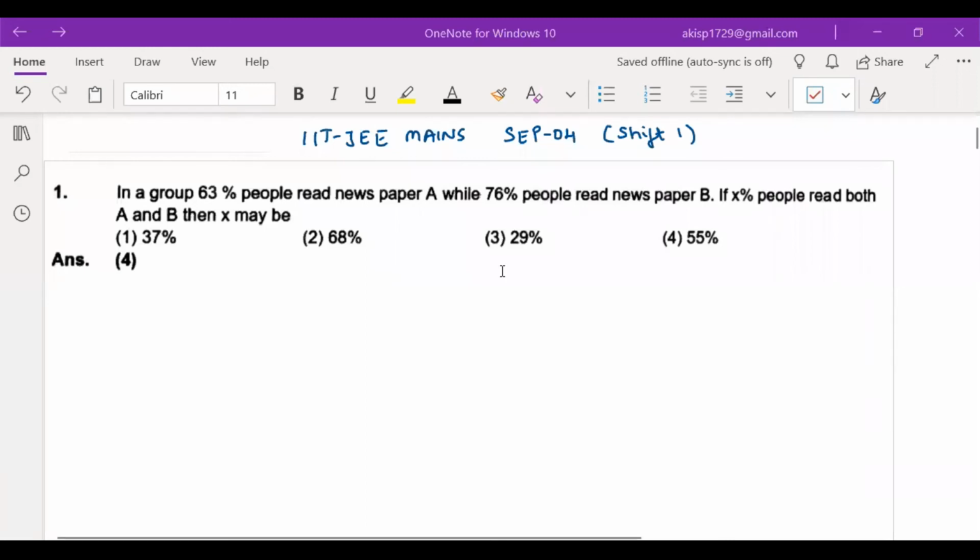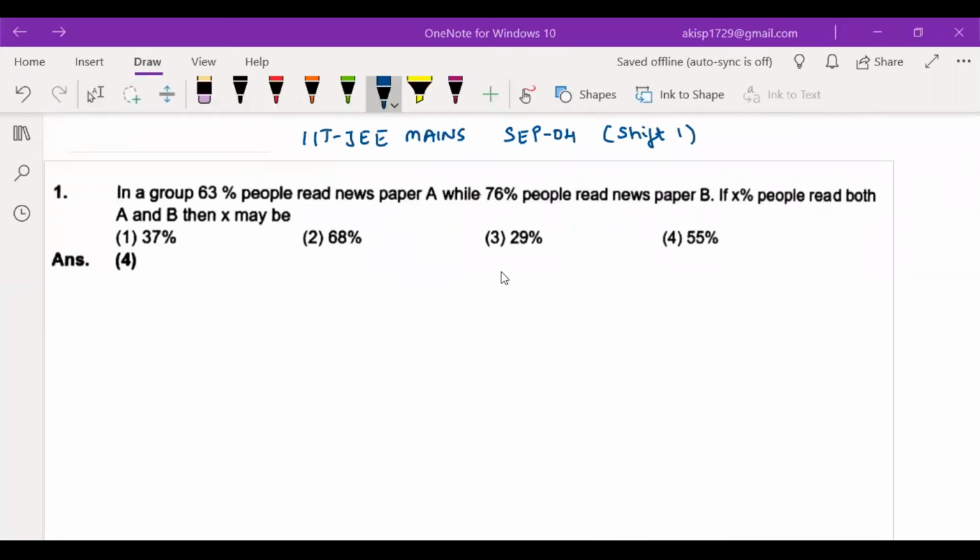Hello everyone. We are going to discuss the IIT JEE Mains September 4th Shift 1 paper. So let us begin with question number 1. Question 1 says that in a group, 63% of the people read newspaper A and 76% of people read newspaper B. So let us say the people who read newspaper A are 63. We can take 63%, but we will take 63 so that the universal set contains 100 elements. Similarly, those who read newspaper B are 76 in number.